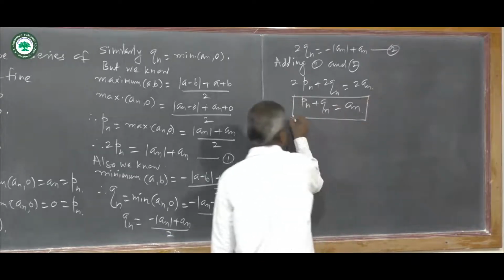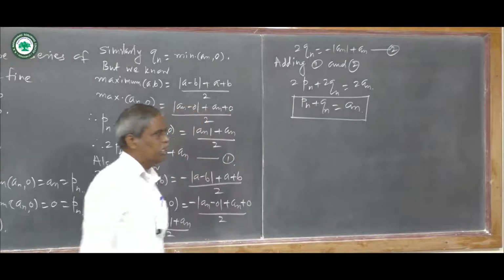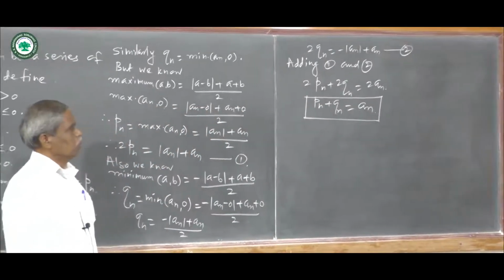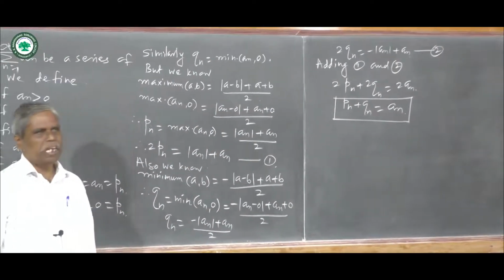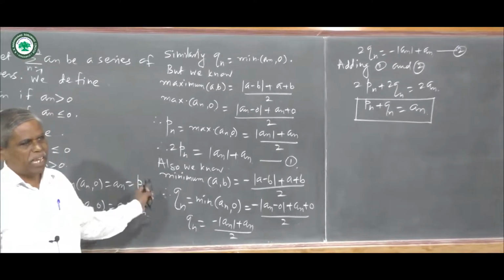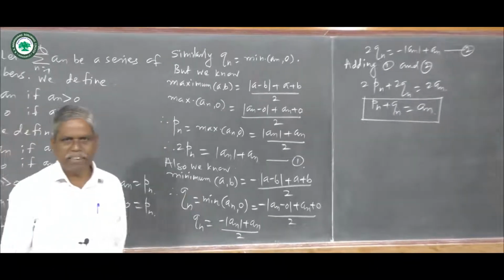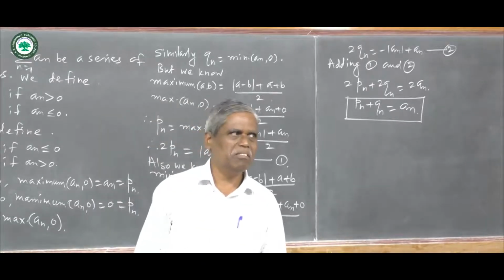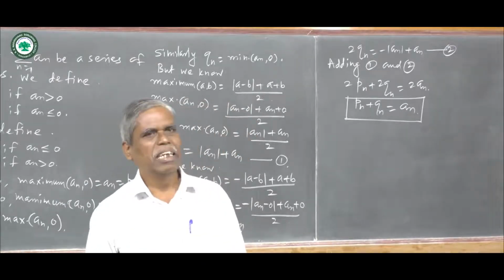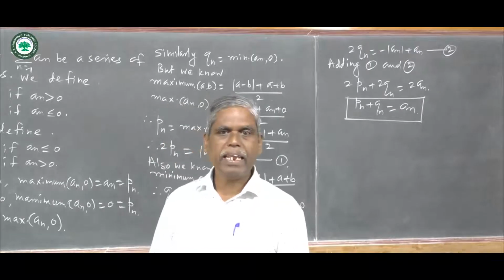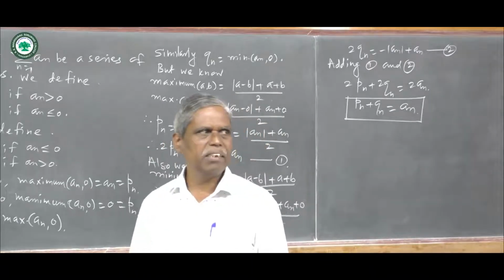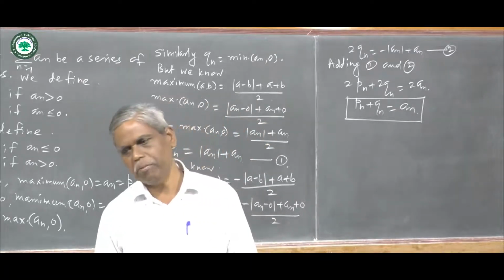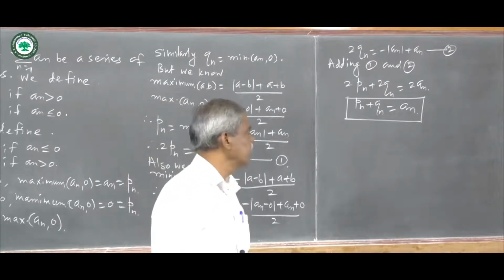Relation between p_n and q_n, where p_n is equal to a_n if a_n is positive and is equal to 0 if a_n is less than or equal to 0, and q_n is equal to a_n if a_n is less than or equal to 0 and is equal to 0 if a_n is greater than 0.